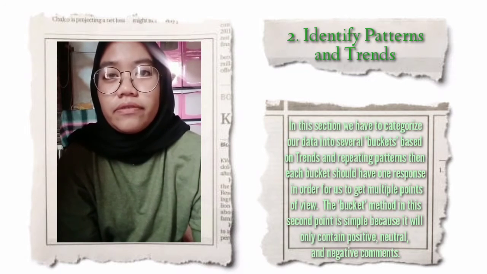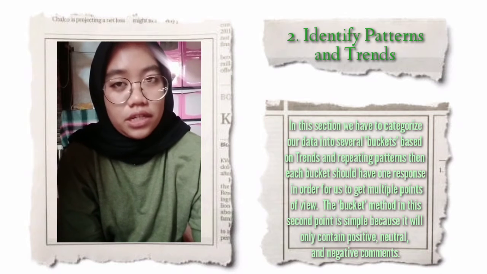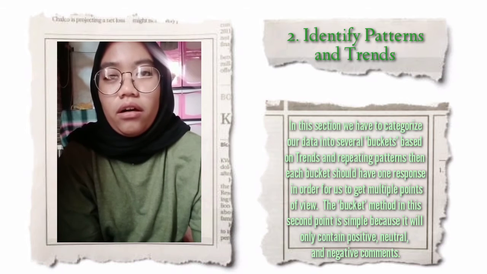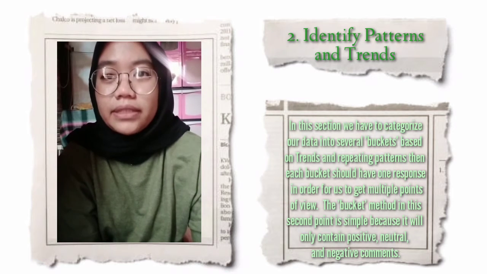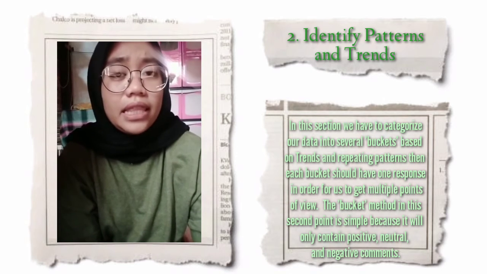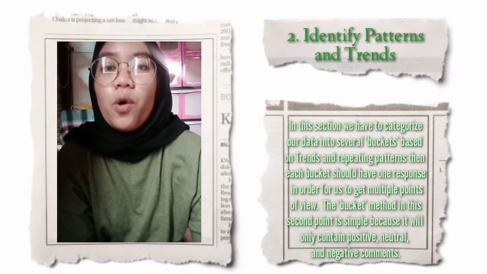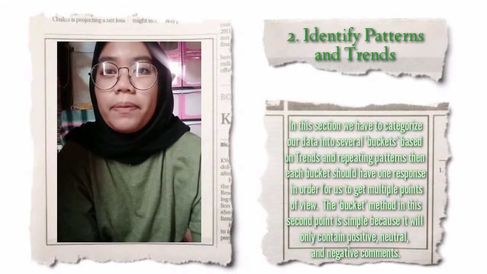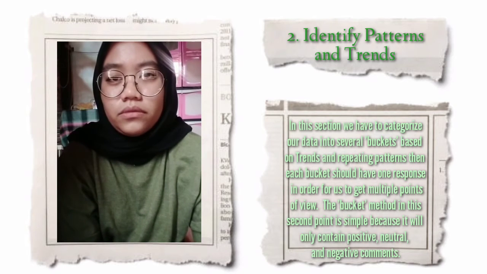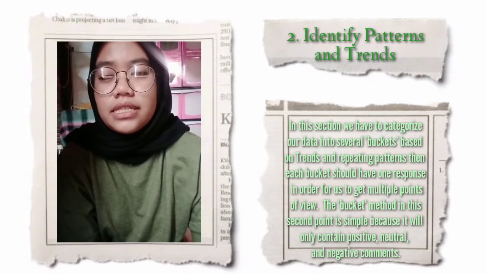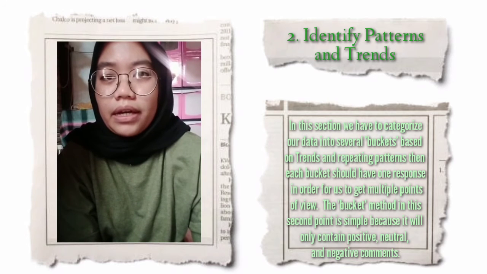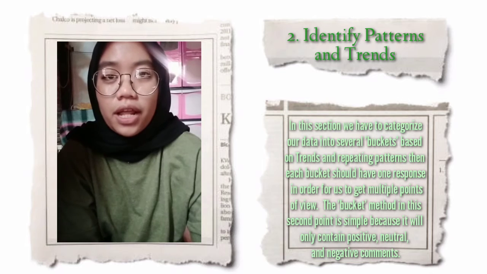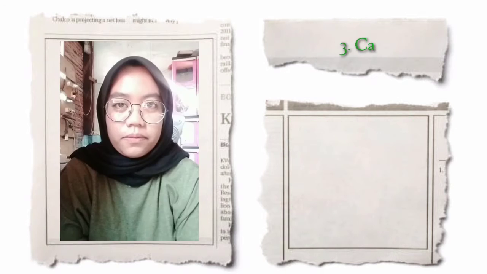Second is identify patterns and trends. In this section, we have to categorize our data into several buckets based on trends and repeating patterns. Then, each bucket should have one response in order for us to get multiple points of view. The bucket method in this second point is simple because it will only contain positive, neutral, and negative comments.